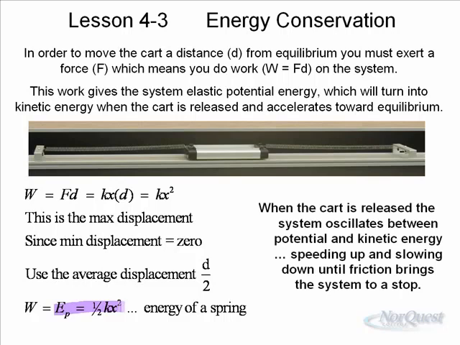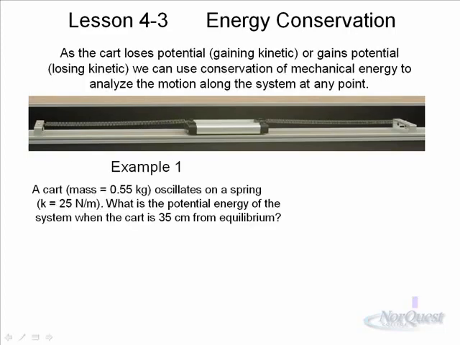But we'll just look at a simple example of what is the potential energy of a spring as it's moved a certain distance from equilibrium. So in example 1, a cart with a mass of 0.55 kilograms oscillates on a spring with a k value of 25 newtons per meter. What that means is that if you stretch this with a force of 25 newtons, it will stretch 1 meter. So that's the force required to stretch it 1 meter. Now they're asking, how much potential energy does it have if we only stretch it 35 centimeters?